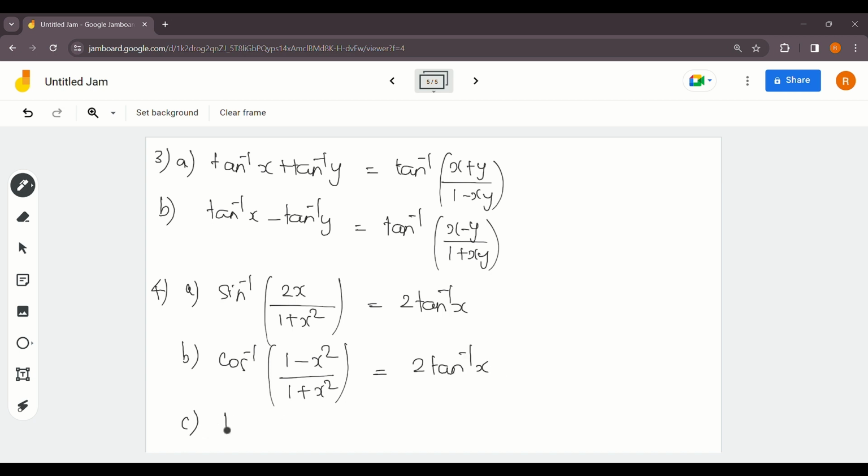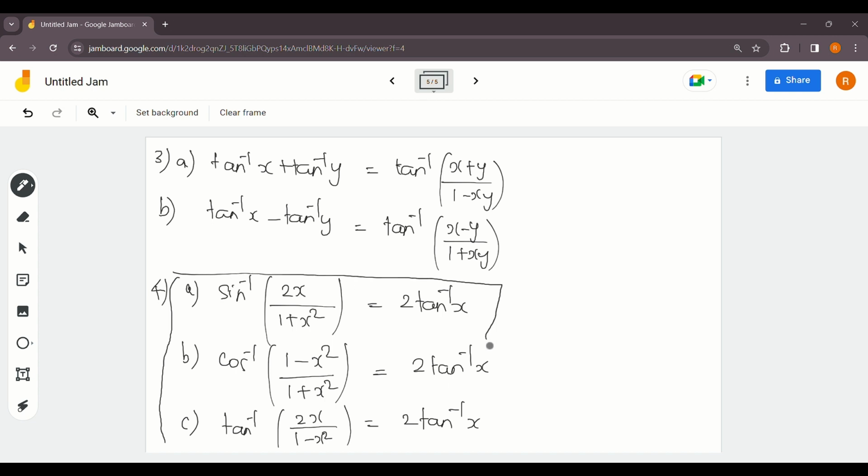C, tan inverse of 2x by 1 minus x square is nothing but again 2 tan inverse of x. So fourth, just like the first, it is very important, so we will put a box. Okay. Now for the fifth one, it is not as important as 1 and 4, but anyway we will just simply see it.